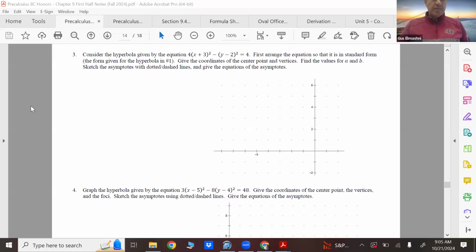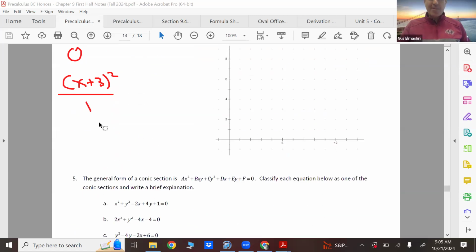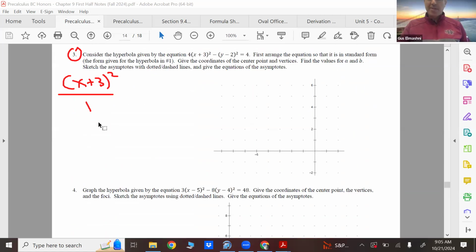Let's keep moving. For this one here, I think we're at the home stretch because the rest is kind of review. So once we get done with this, we'll just do homework after this. Divide everything by 4. You should get this. Pretty simple, right?